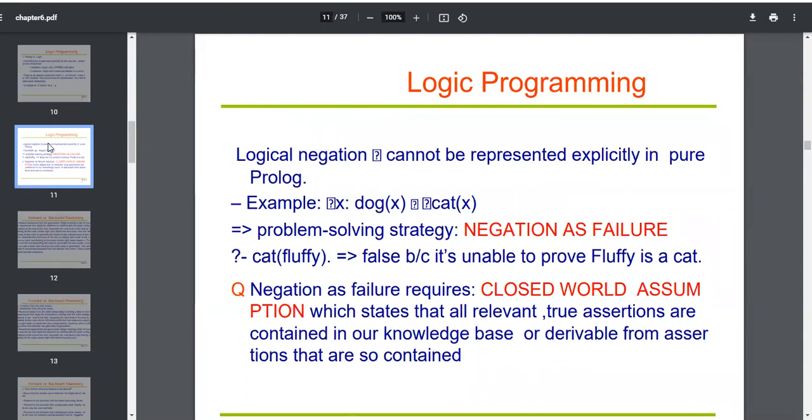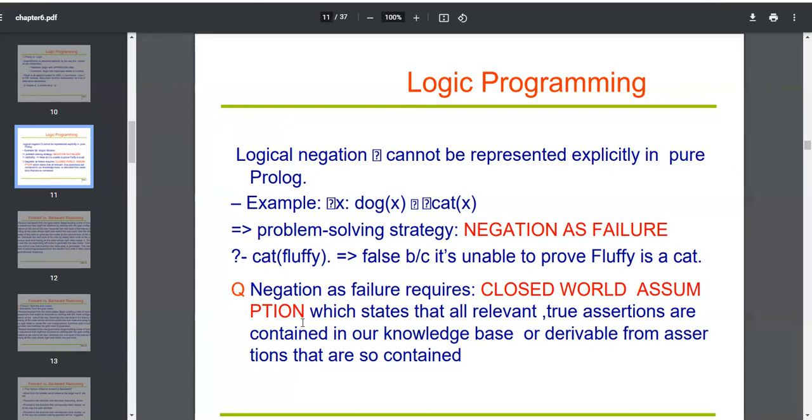Let us discuss a bit more about logic programming, that is Prolog. Logical negation cannot be represented explicitly in pure Prolog. Example: for all x, dog(x) implies is not cat(x). What you have to use here is negation as failure. So cat(Fluffy) is false because we are unable to prove Fluffy is a cat. Negation as failure requires the closed world assumption.